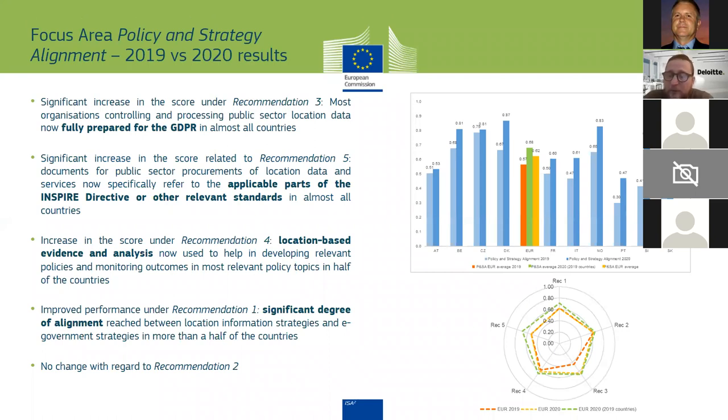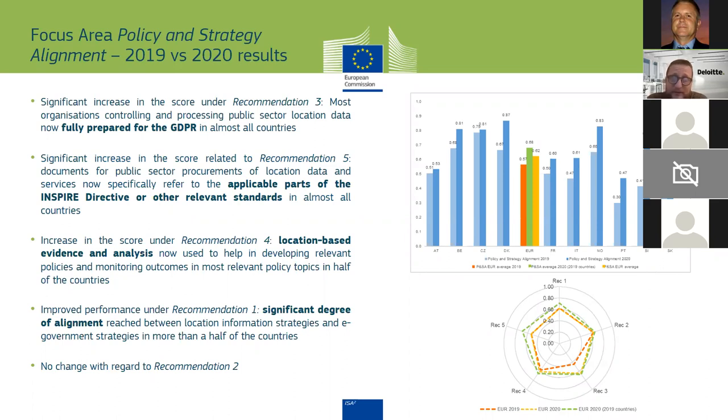The overall increase in the score of this focus area between 2019 and 2020 is strongly related to the positive performance under recommendation 3, concerning the compliance with data protection principles when dealing with location data, and under recommendation 5, on the standardization of procurement processes. Most organizations, as I said, are now reported being fully prepared for the GDPR from a location data privacy perspective in almost 4 countries. In particular, as you can see in the bar chart, Belgium, France, and Portugal have reported the strongest progress in location data protection.